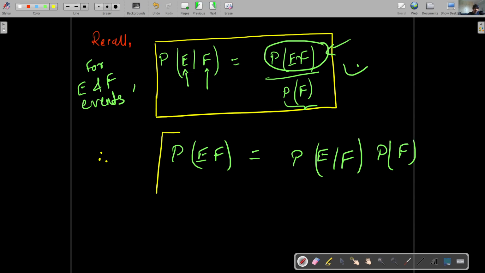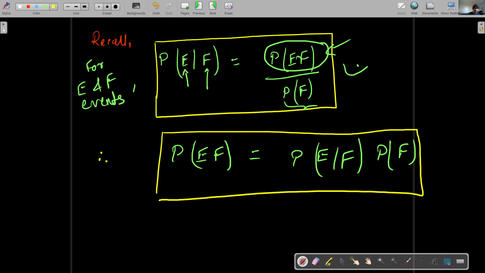Simple mathematics. So this formula will be helpful. What does it say? It says that the joint occurrence can also be calculated using conditional probability and the probability itself. So E given F has already occurred, that probability multiplied with the probability of F will give the joint occurrence. And this will be useful in many problems where we have to calculate the joint occurrence of the probability. So let's take an example for that.